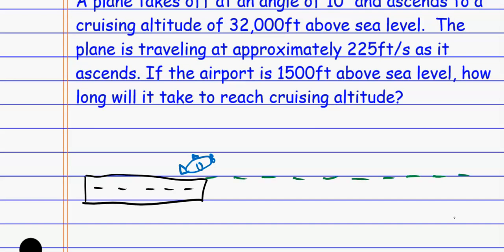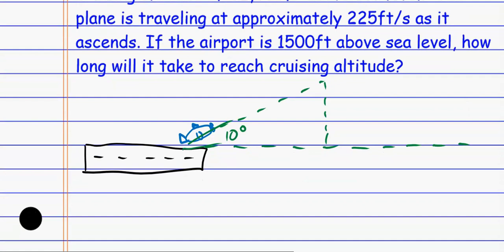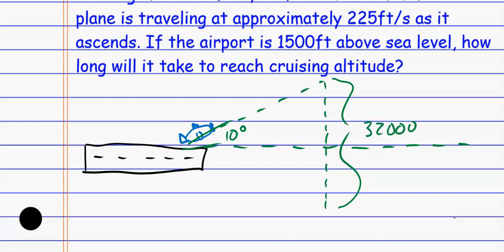This is the perspective of the airport. This is a 10-degree increase. So again, I'm just forming this right triangle, and I want to know, how long is it going to take to get up to cruising altitude? Cruising altitude is 32,000 feet above sea level, but the airport is 1,500 feet above sea level. So when we measure the altitude of the plane, this whole thing is 32,000 feet. But this little piece right here is 1,500 feet.